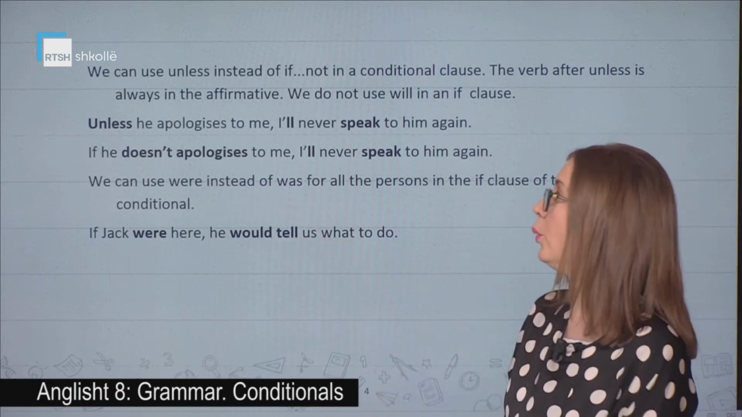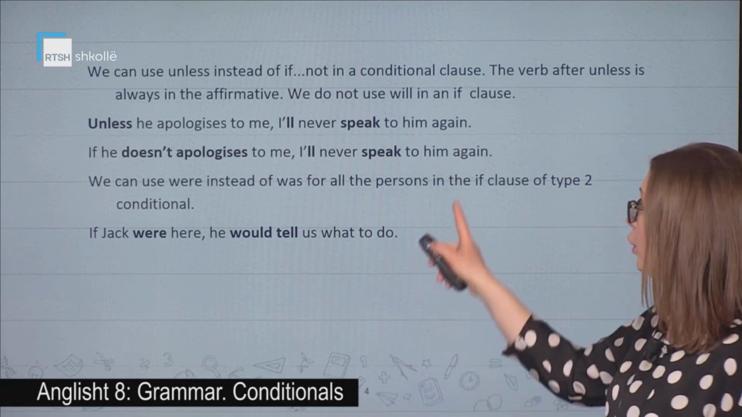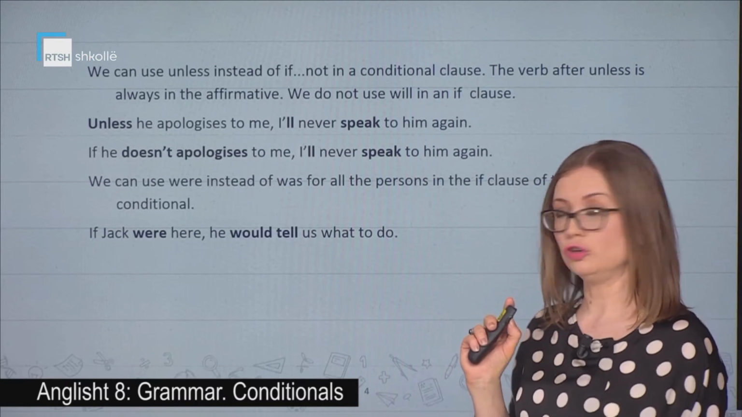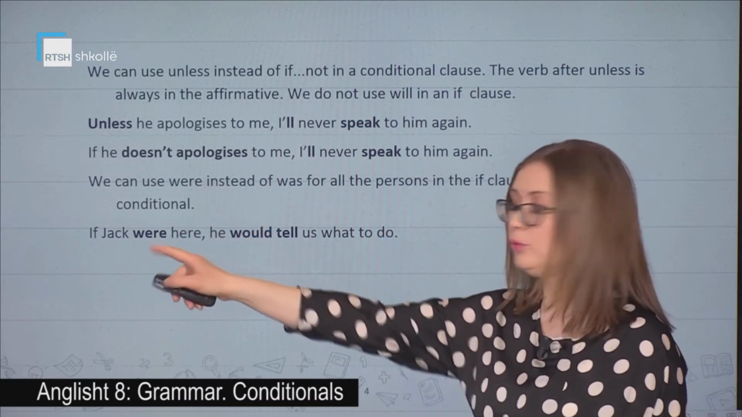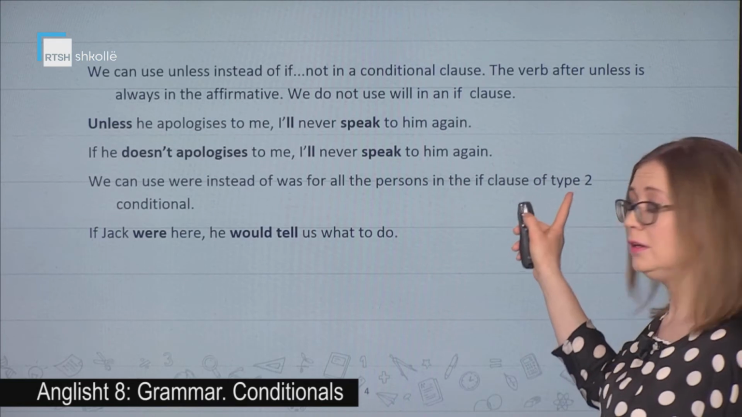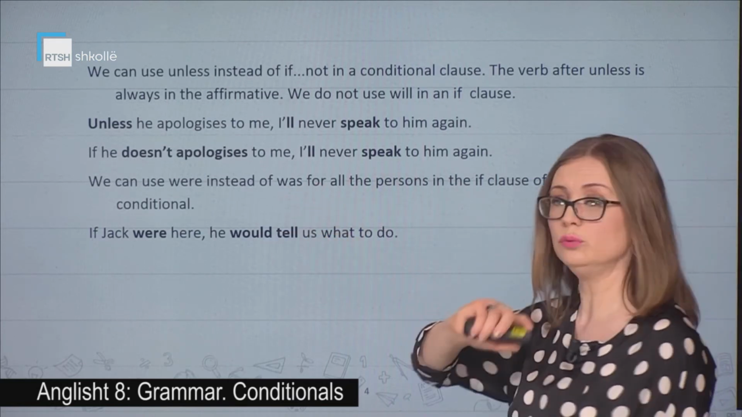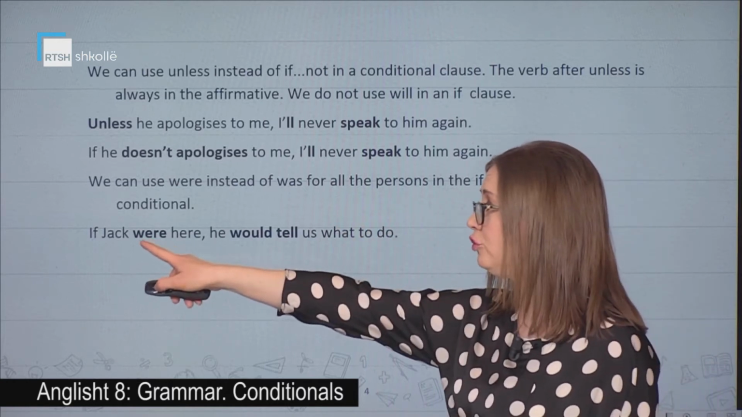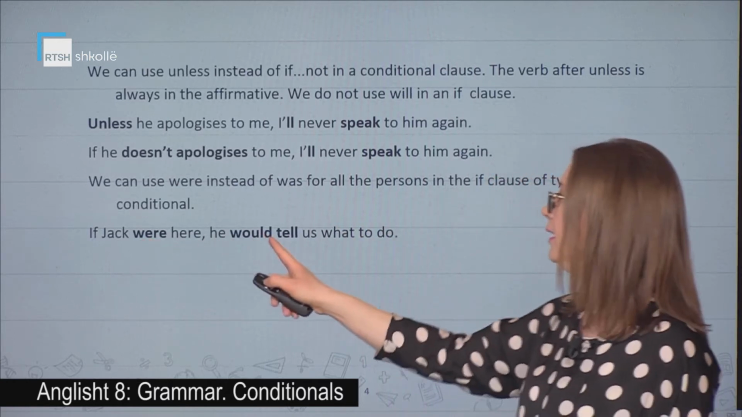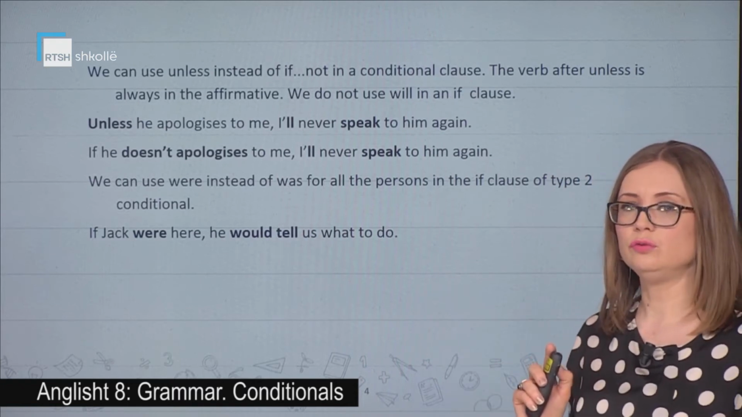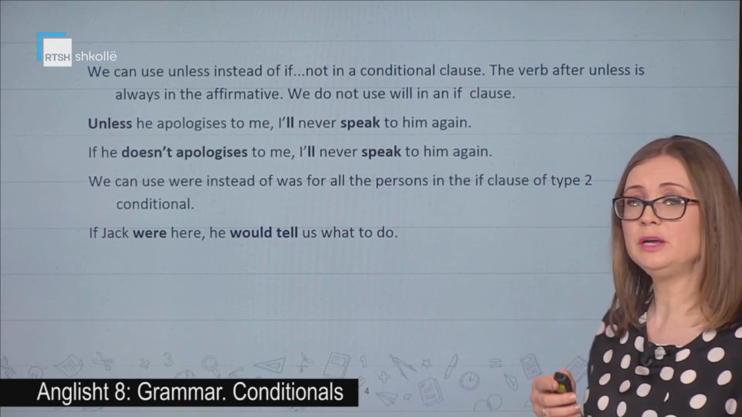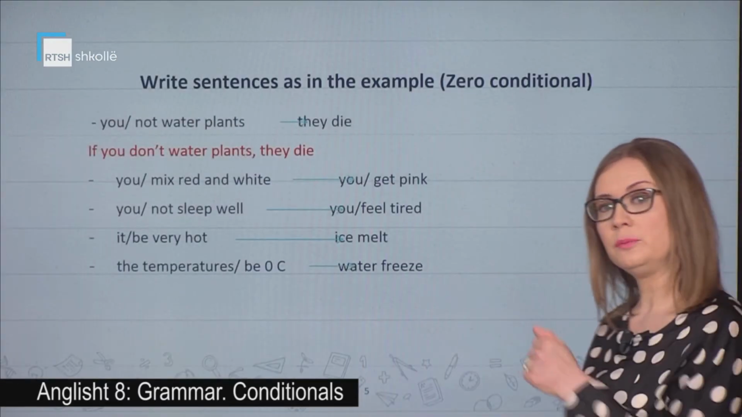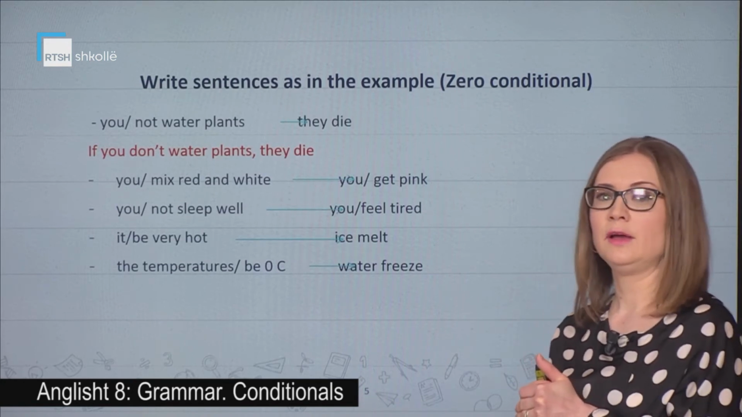We can use were instead of was for all persons in the clause of type 2 conditional. So be careful, if you see that, it is type 2 conditional that we can use. So instead of was, we have were. If Jack were here, he would tell us what to do. So that is some extra information about the usage of conditional clauses. And we're going on with some practice for you to understand better.